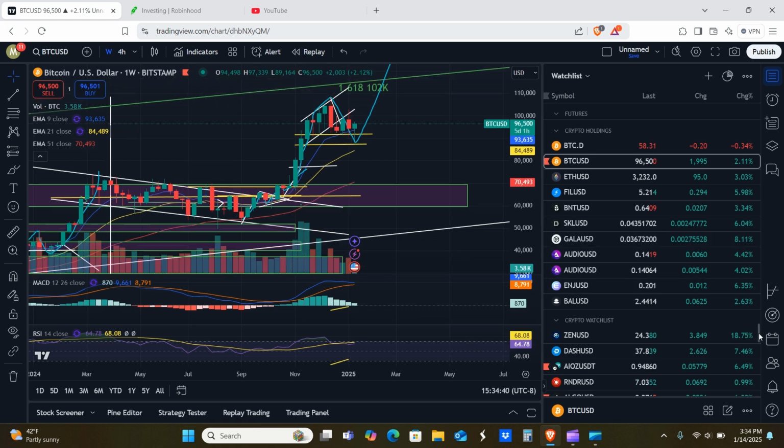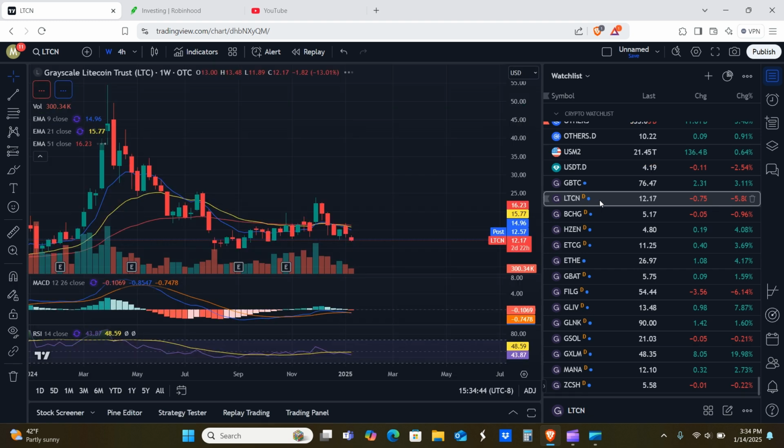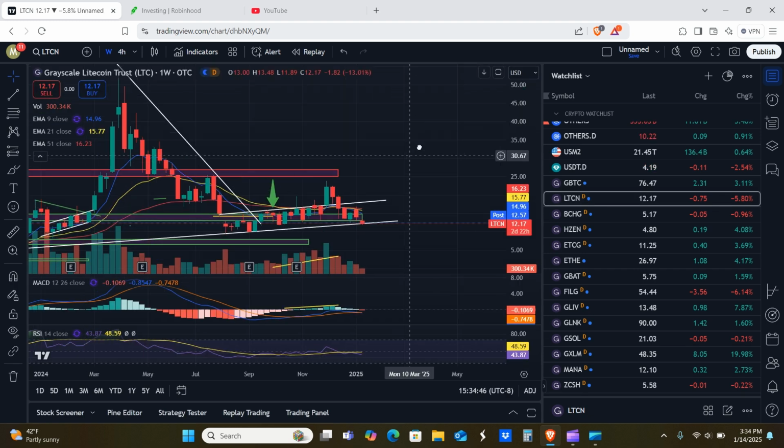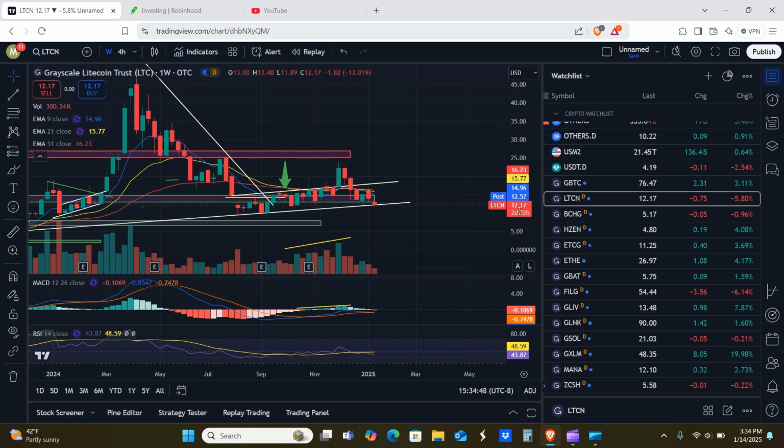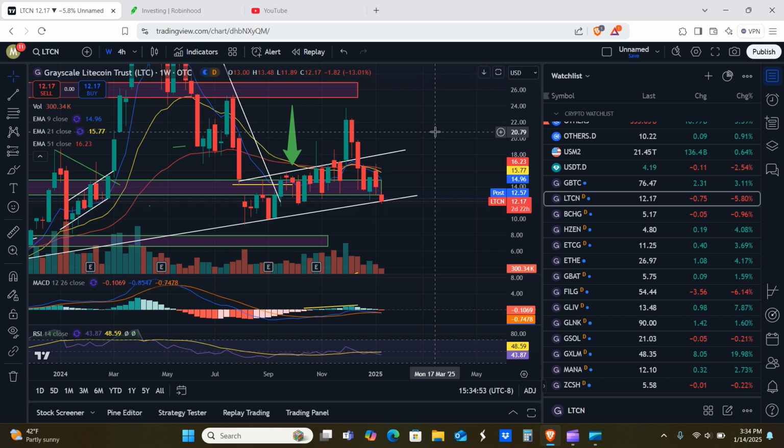So let's get into the trusts. And I still am kind of the mindset that as soon as we get that alt season, like altcoins really start to explode, that's when these are going to start popping off. I think that's what's going to happen. Don't quote me on that, but that's kind of what I suspect.